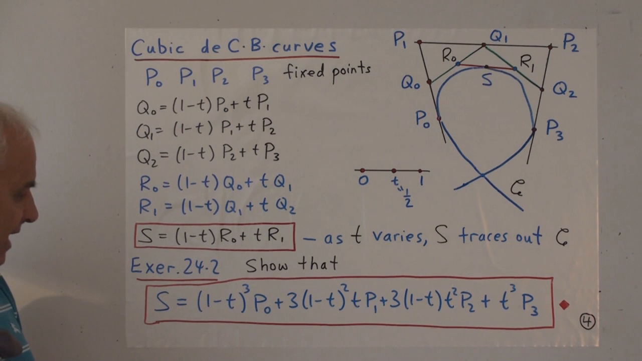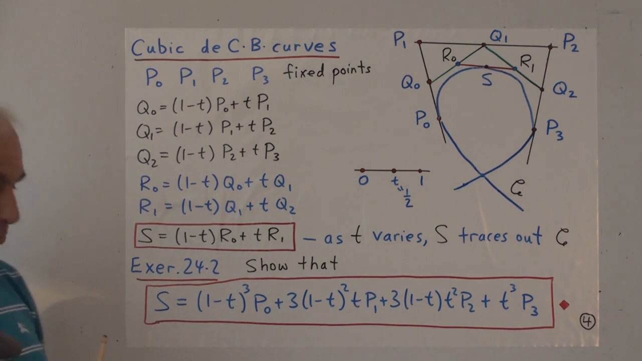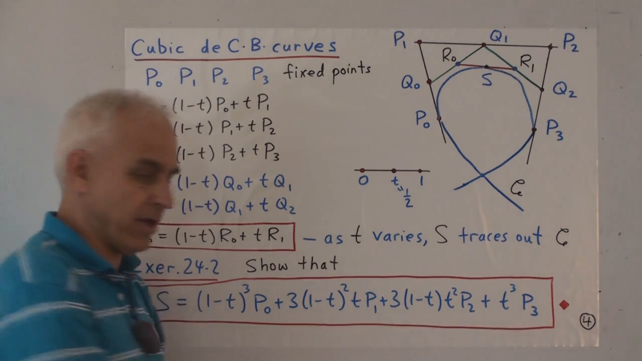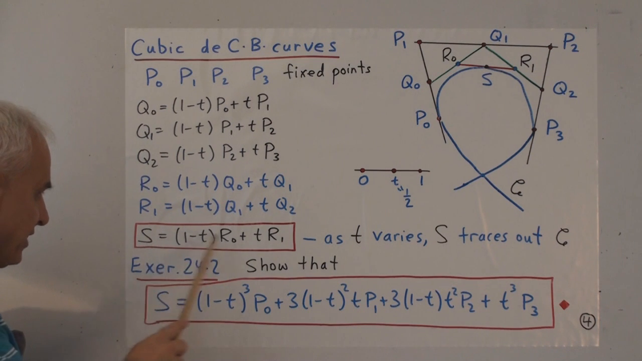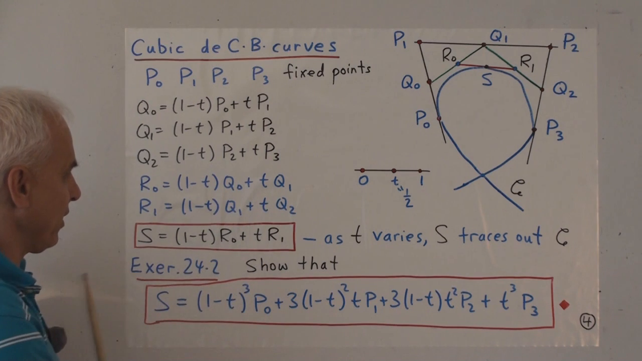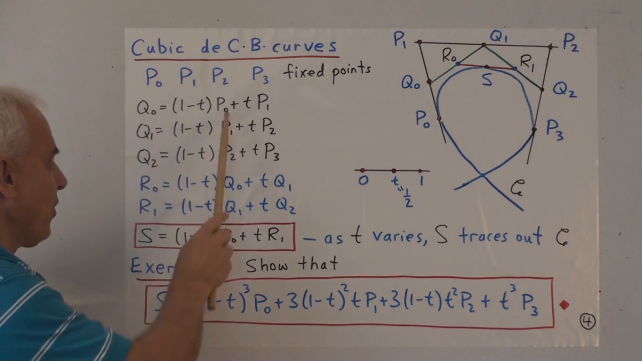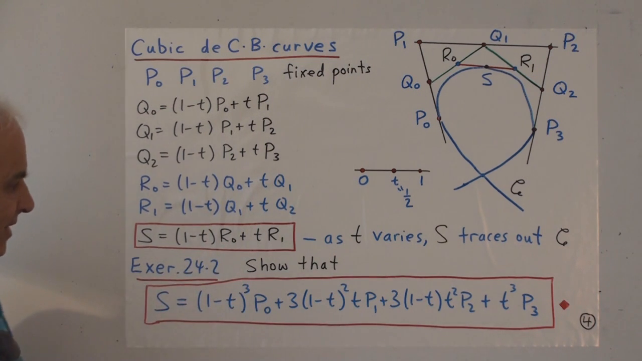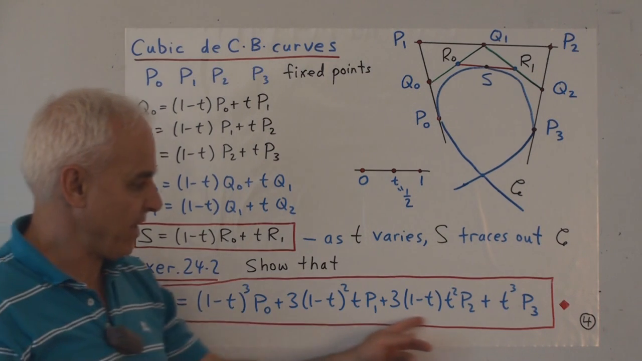All right, here's an excellent exercise for you now, for your algebraic skills, to combine these various formulas to get S directly in terms of P0, P1, P2, and P3. So right here, S is in terms of R0 and R1, and R0 and R1 are in terms of Q0, Q1, and Q2, and Q0, Q1, and Q2 are in terms of P0, P1, P2, and P3. So we can substitute a couple of different levels, and then please check that this is what you get.